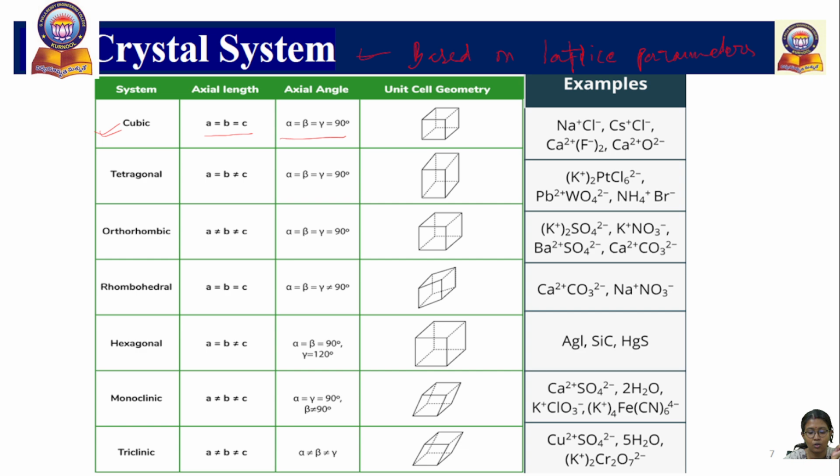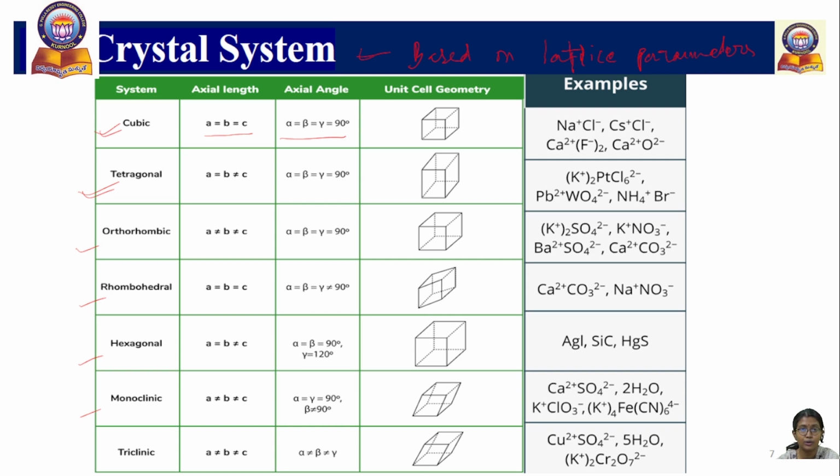For cubic, all the sides are equal and the angles, all of them, are 90 degrees. In a similar way you will get tetragonal, orthorhombic, rhombohedral, hexagonal, monoclinic and triclinic. How they appear, you can see the geometry here for each of these cases in this table. There is also an example given for each of these cases. Sodium chloride is cubic in nature. Now, as per our syllabus, we'll go through the cubic system. We'll do an in-depth study of the cubic system.